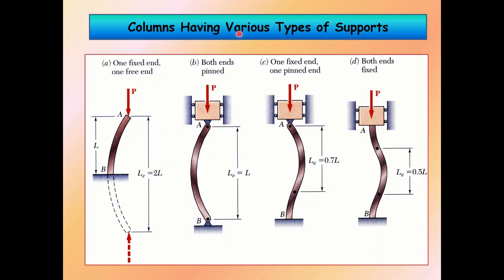So columns have various types of support. First, fixed at B and free at A, so the effective length equals 2L. Both ends pinned, A pin and B pin, the effective length equals L. One fixed at B and one pinned at A, so the effective length is 0.7L. Both ends fixed, A fixed and B fixed, the effective length is 0.5L.